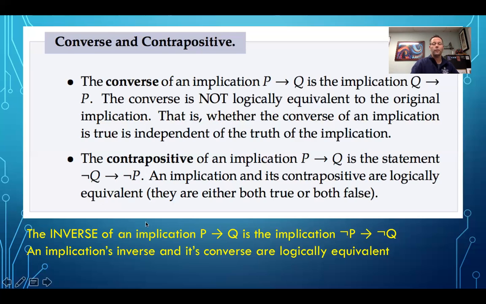The inverse of P implies Q is just negating both parts. So that is not P implies not Q. If not P, then not Q. And the inverse and the converse are not the same thing as P implies Q, just like the contrapositive is. However, the converse, Q implies P, and the inverse, not P implies not Q, are contrapositives of each other, which means the inverse and the converse are equivalent.